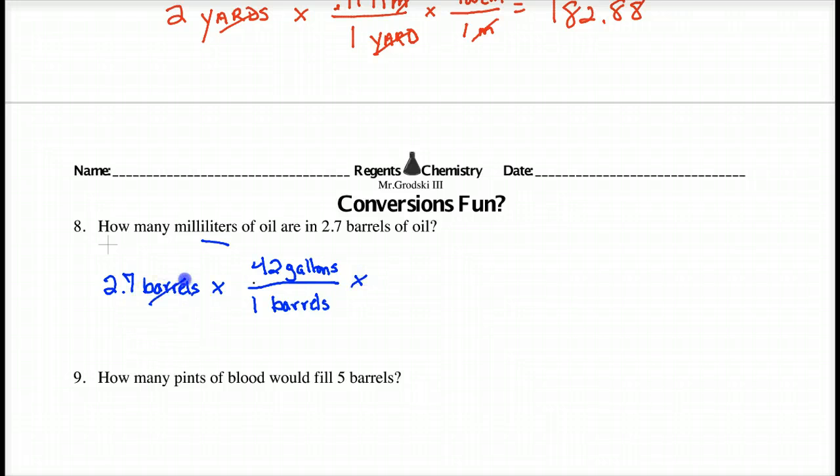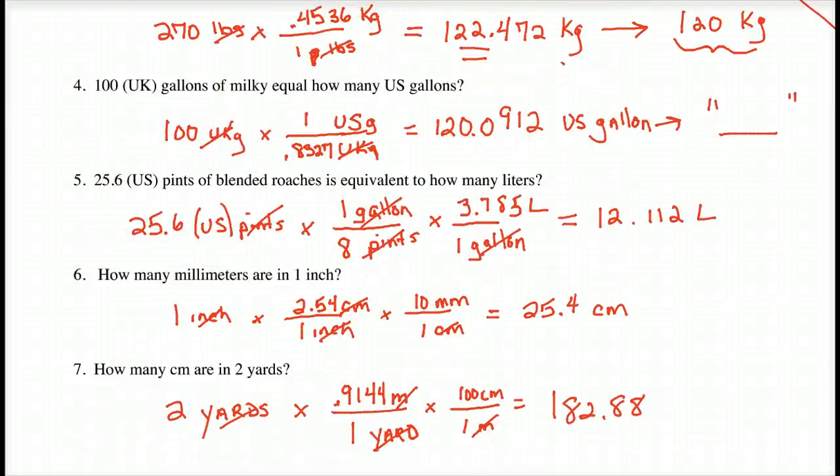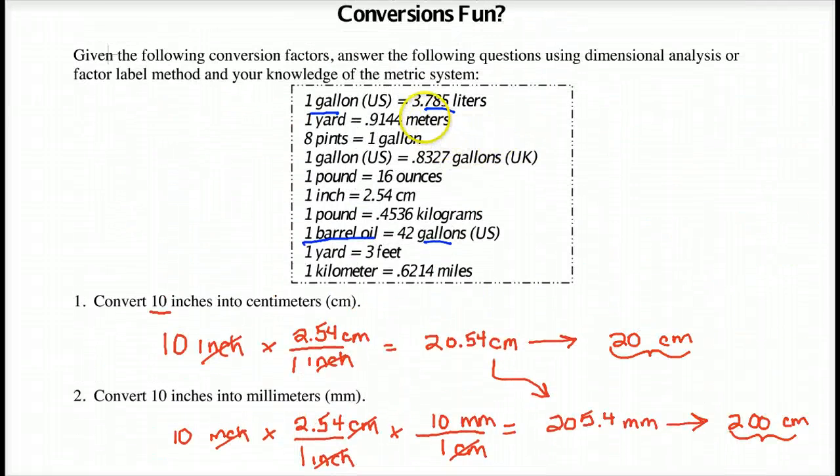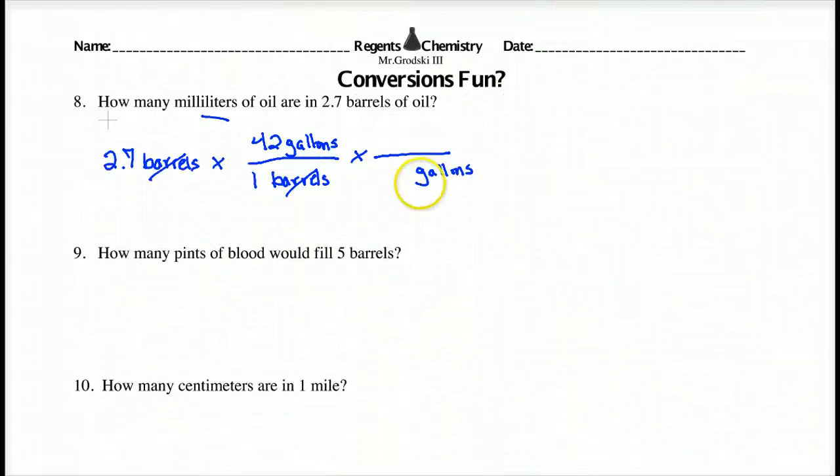Okay, barrels go to gallons. Now I'm going to get rid of gallons, so gallons go below. And I need that conversion from gallons to liters, which is 3.785. So there's 3.785 liters per each gallon. Gallons disappear, but I wasn't asking for liters, I was asking for milliliters.